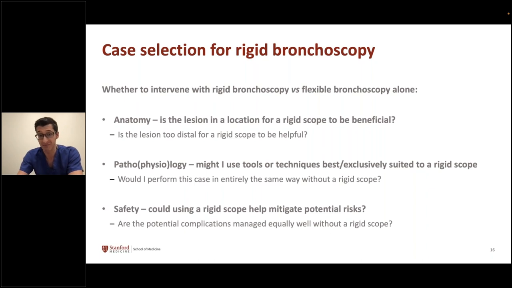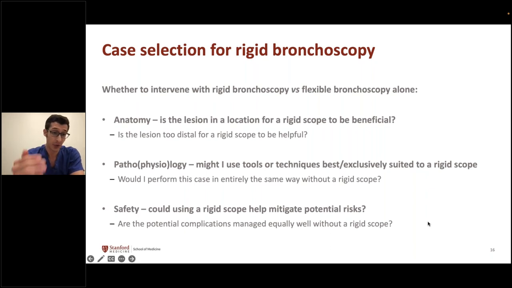And this can help, especially in really gnarly high-grade central airway obstructions, where if you have the training or the tools or the skills to bypass a large central airway obstruction quickly, you may feel safer and better able to ensure the safety of the patient if you're doing the case with a rigid bronchoscope than, say, perhaps with your flex tools. And of course, the converse of this is, are the potential complications managed equally well without a rigid scope? And if you can really satisfy all of these secondary questions, then that's a case that might not need to go for rigid bronchoscopy.